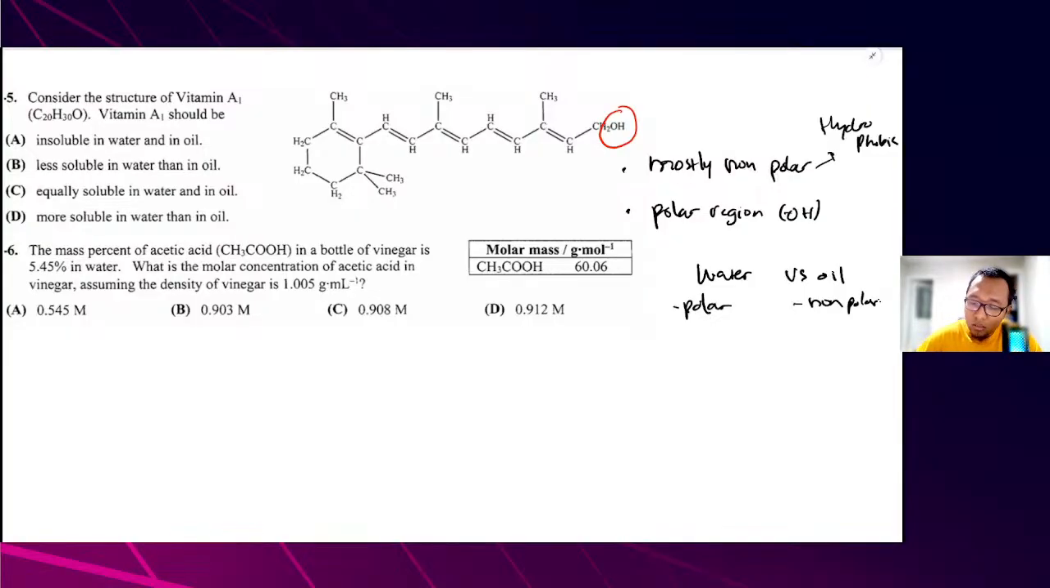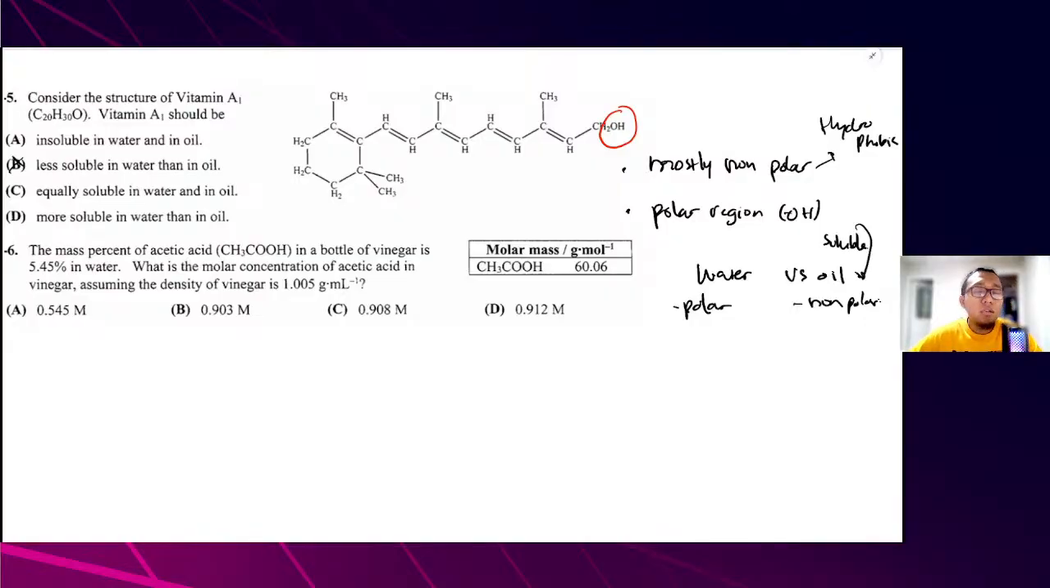Because vitamin A is mostly non-polar, it is more soluble in oil rather than in water. So the answer will be less soluble in water than in oil. Number 5, the answer will be B.